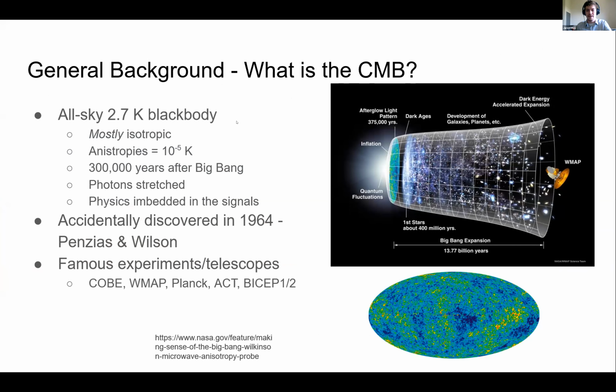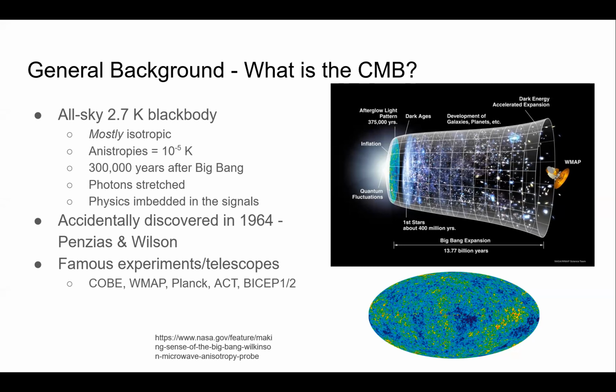So first off, what actually is the cosmic microwave background, or the CMB? Well, it's a black body signal that permeates the sky in all directions. And we can see a full sky map of that in the bottom right here. It's mostly isotropic, but the small anisotropies that you see in the map are on the order of 10 to the minus 5 Kelvin. So they're pretty small.